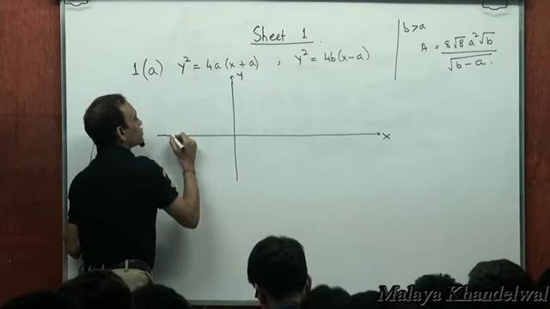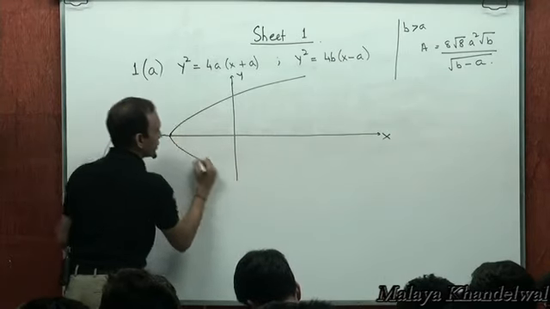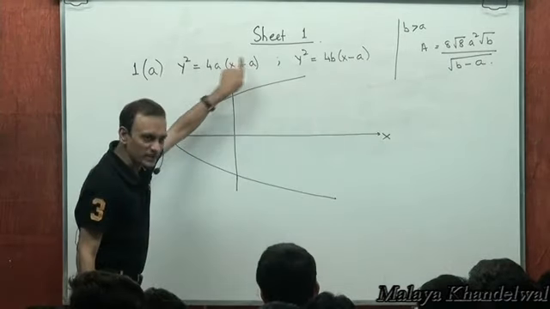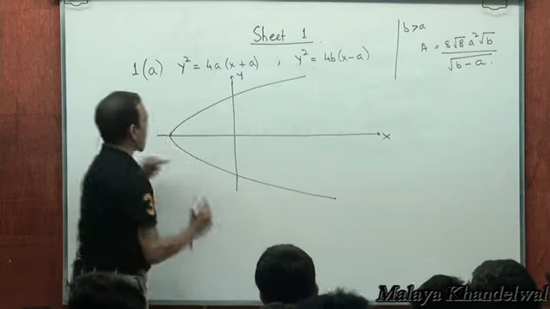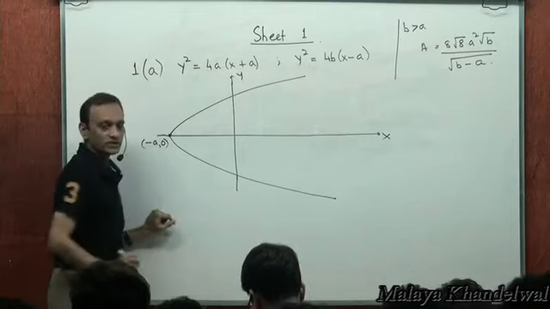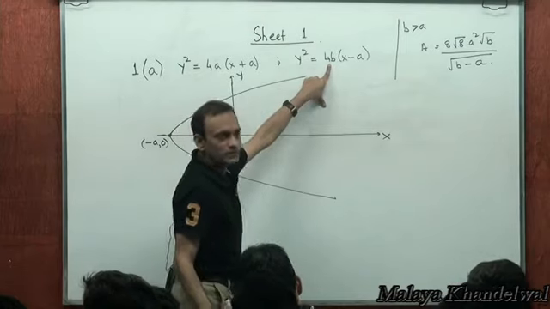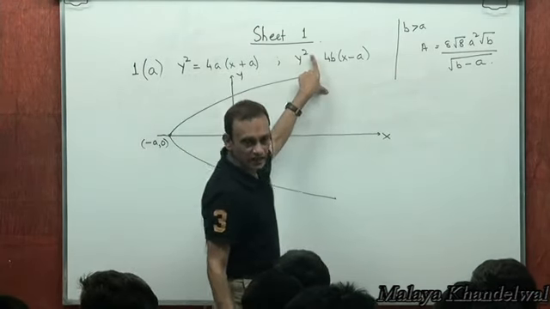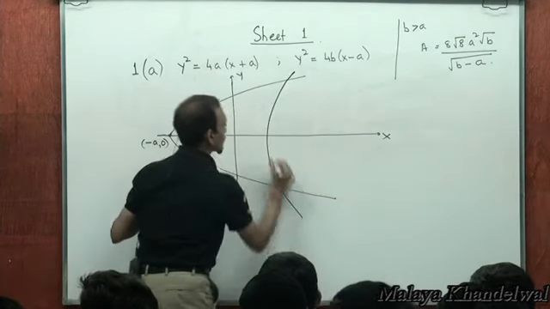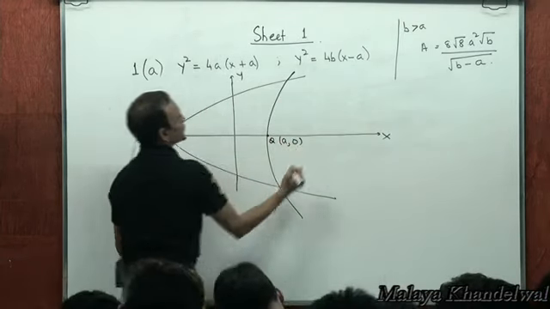And assuming a and b are positive, this parabola opens, right? In this case, x has to be greater than minus a in order that y squared is positive, so it will open to the right of minus a, right? Minus a, 0 is this point. This parabola has its vertex at a, 0, a comma 0. Let me call this P, let me call this Q, a, 0 is this parabola, right?